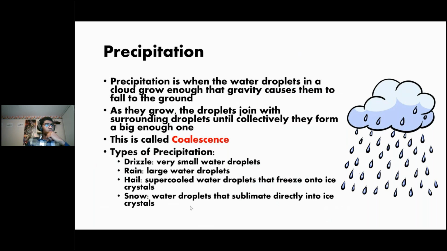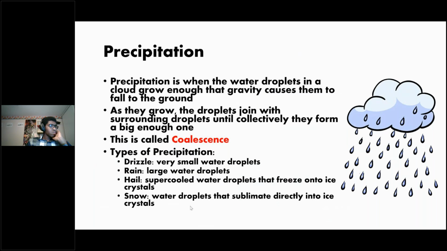So as they grow, all these tiny little water particles in the cloud, they coalesce with each other, right? They join onto other parts of liquid, and once they get heavy enough so that the cloud can't hold on anymore, it basically just lets go of it due to gravity. And so it's important to know the different types of precipitation that you encounter.